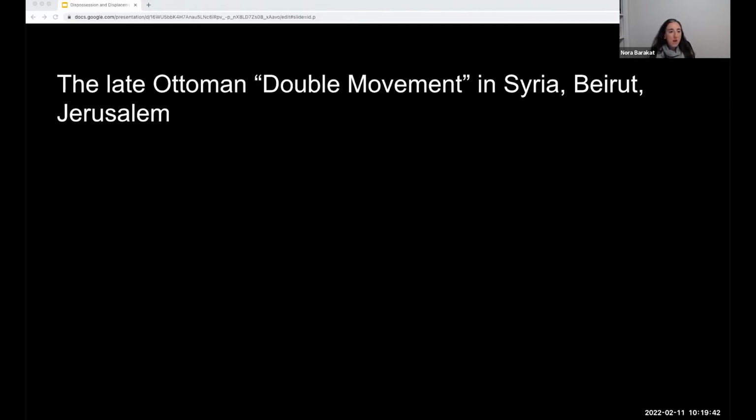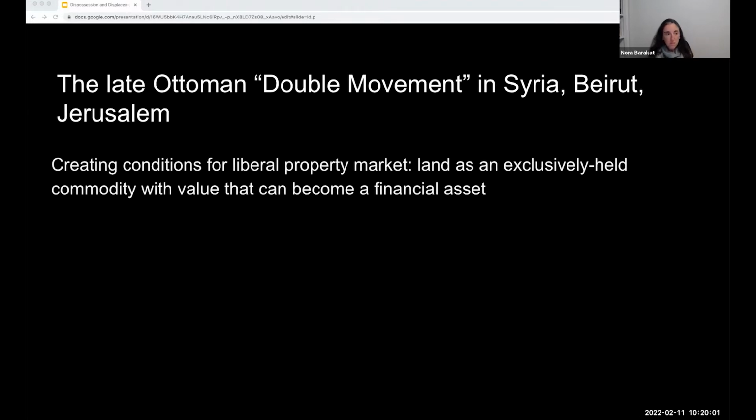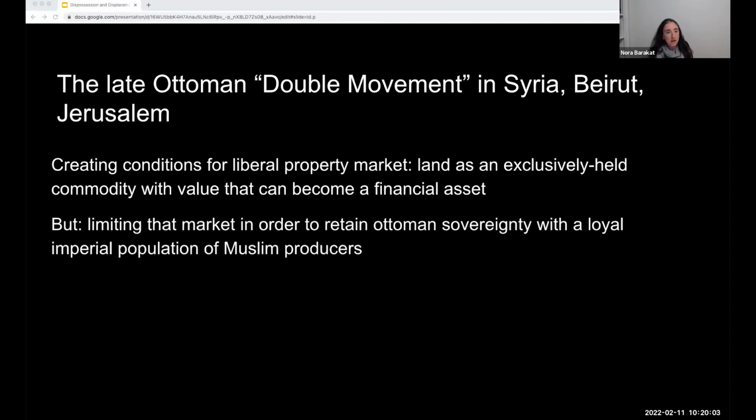So Karl Polanyi's concept of a double movement has kind of been helpful for me in thinking through this. It seems to me that Ottoman lawmakers created the conditions for a liberal property market, land as an exclusively held commodity with value that can become a financial asset. But they limited that market in order to retain Ottoman sovereignty with a loyal imperial population of Muslim producers.